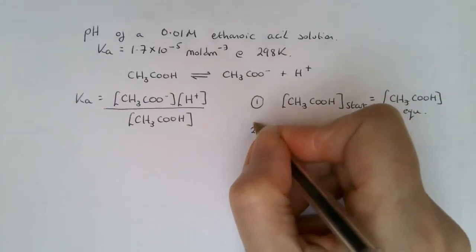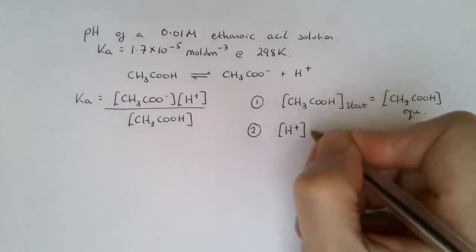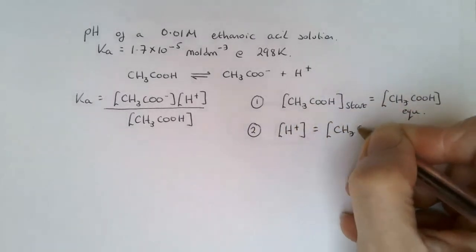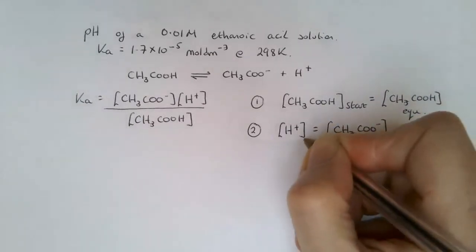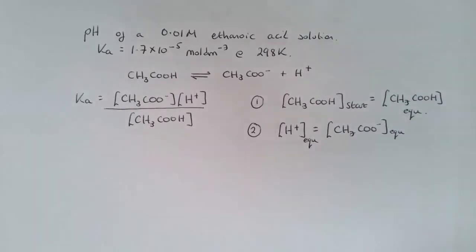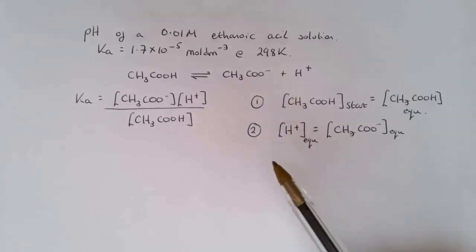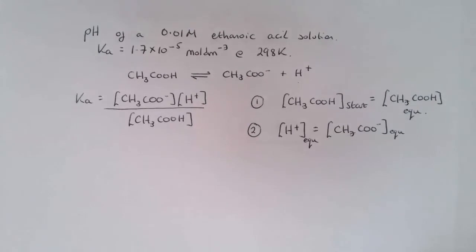The second assumption I'm going to make is that the concentration of the hydrogen ions equals the concentration of the CH3COO negative. That's at equilibrium. And that one's pretty much always going to be true for a monobasic acid, because here it dissociates into a 1-to-1 ratio. So the concentration of this and this will always be the same.